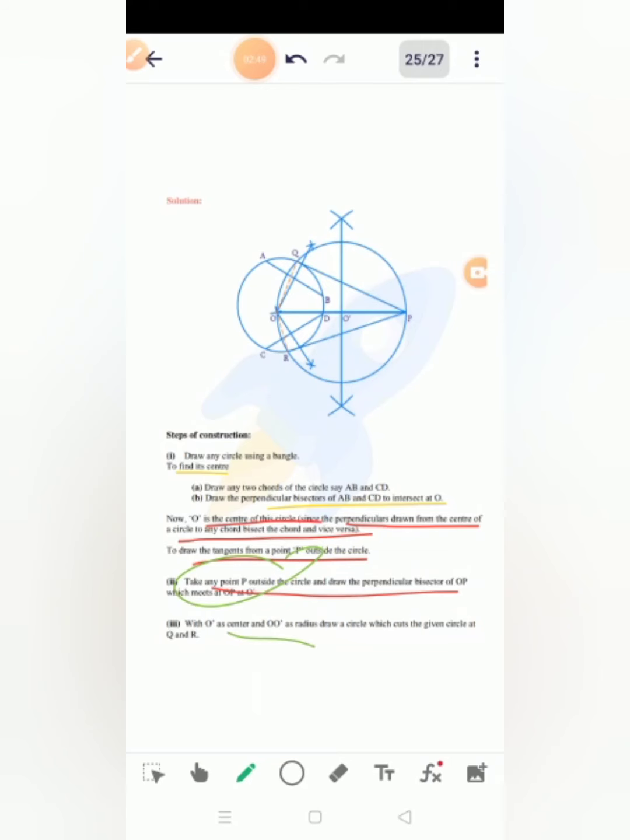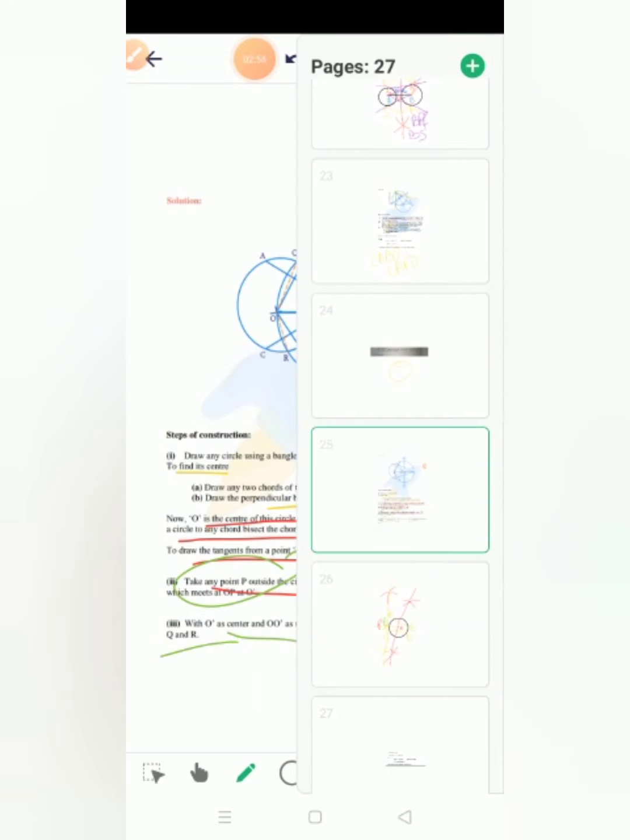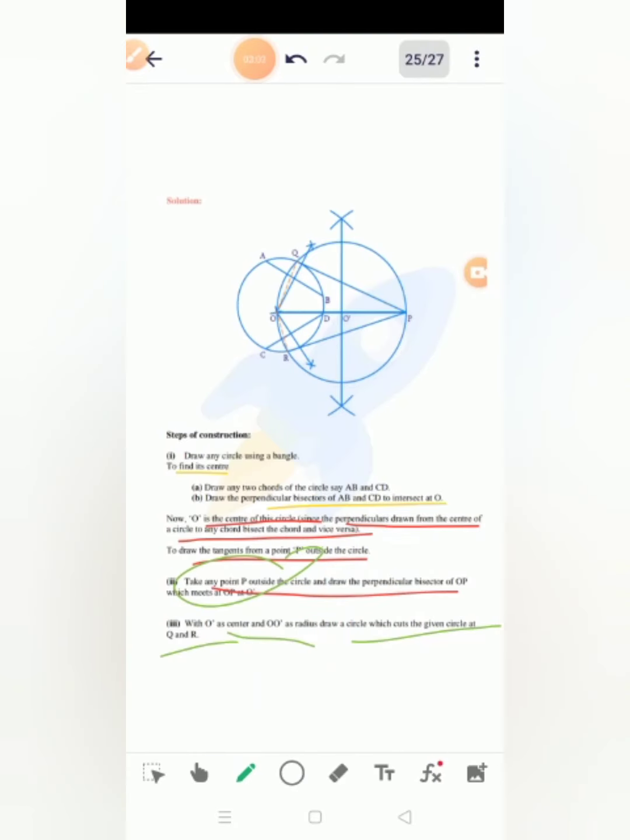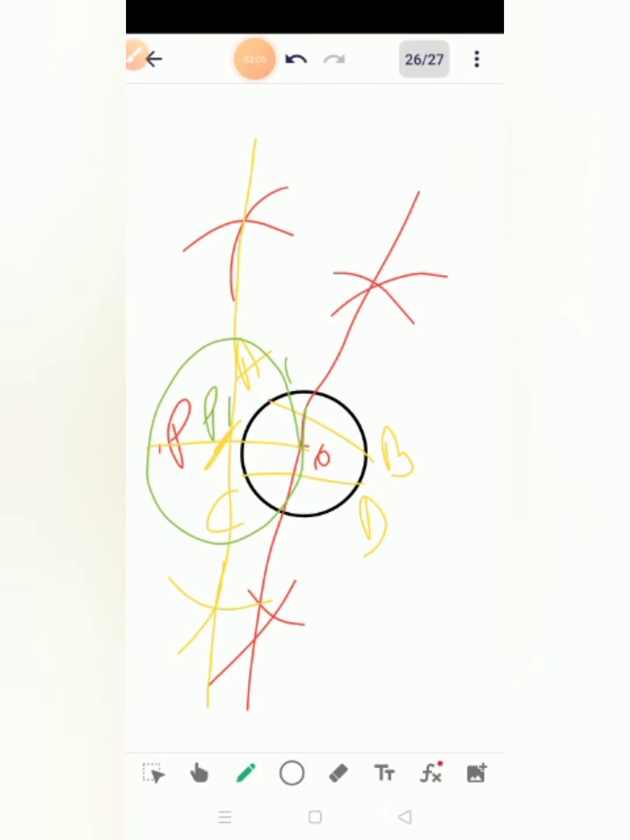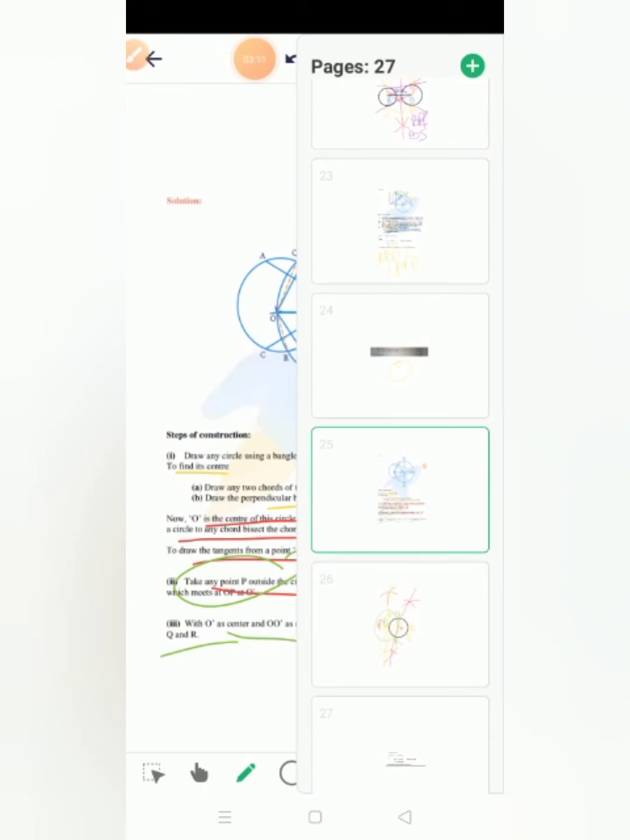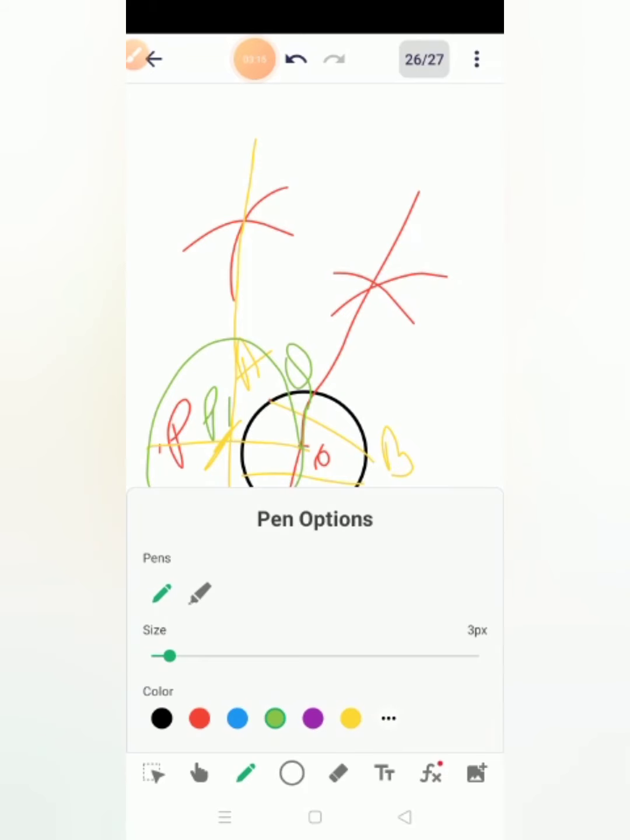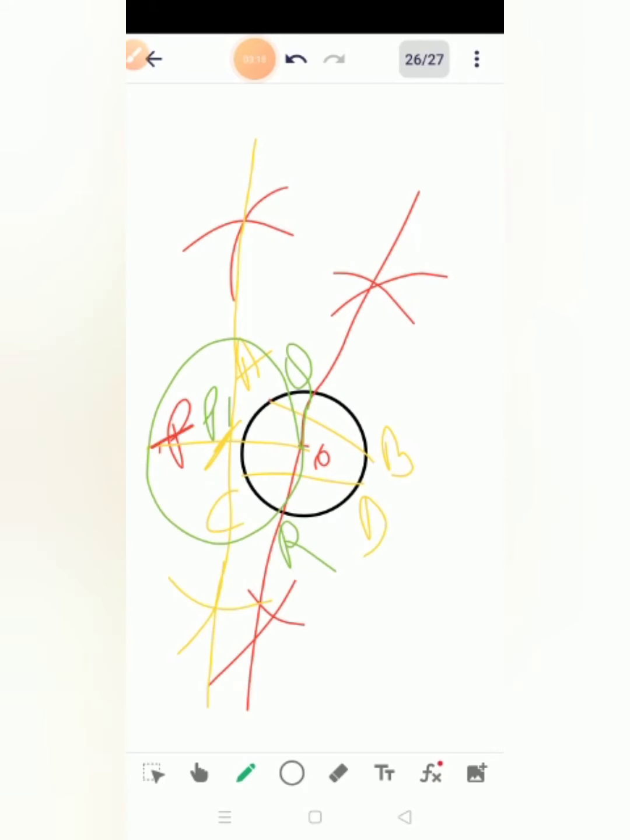With P' as center and P'O as radius, draw a circle which cuts the given circle at Q and R. Now, with this P' as center, you draw a circle. Okay, and it should cut the given circle at which points? Q and R. Let's name this as Q and this as R because they said it would cut at Q and R. Now, the next step is to join PQ and PR. You are asked to join PQ. PQ is here. I'm doing it with red color. You join PQ and you join PR. It's not exactly here, but you join PQ and you join PR.